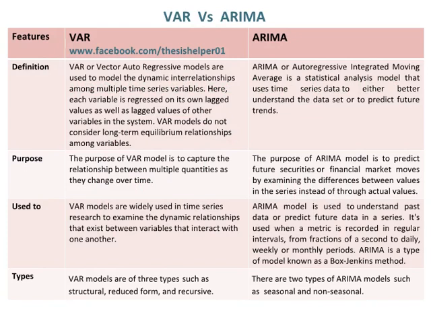Here, each variable is regressed on its own lagged values as well as lagged values of other variables in the system. VAR models do not consider long-term equilibrium relationships among variables, whereas ARIMA, or autoregressive integrated moving average, is a statistical analysis model that uses time series data to either better understand the data set or to predict future trends.